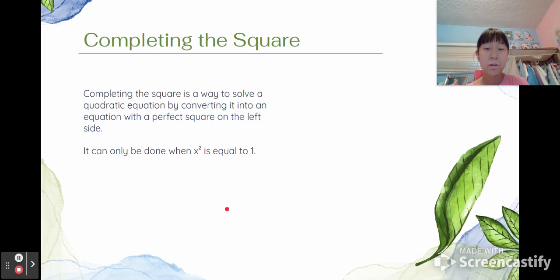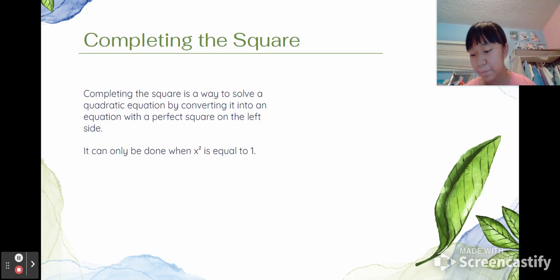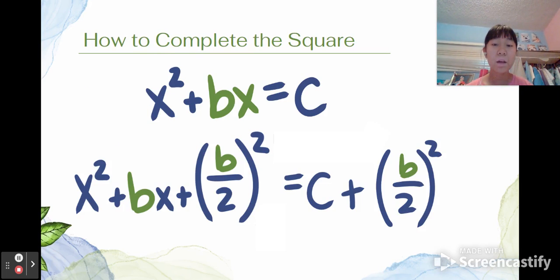We also need to know how to complete the square in order to do this lesson today. Completing the square is a way we use to solve quadratic equations by making the left side into a perfect square. Please note that this can only be done when the coefficient of x squared is equal to 1. So how do we complete the square? This is just a brief mini lesson on how to do that.